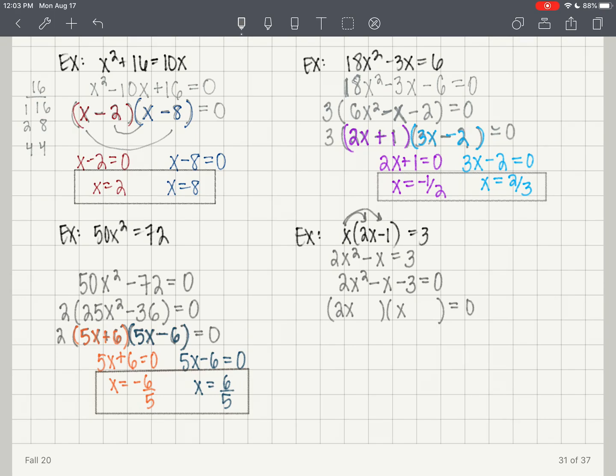2x times x gets me back to 2x squared, and then I need a negative x, so I'm going to have negative 3 and positive 1. Negative 3 times positive 1 multiplies to be negative 3. I get x equals 3/2 and x equals negative 1. And I think that you get the idea with the variable factors, setting them equal to 0, so that's why on this one I stopped using color.